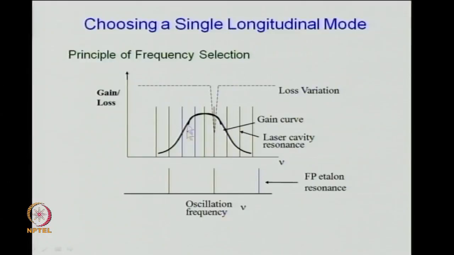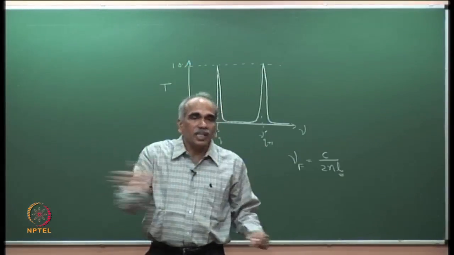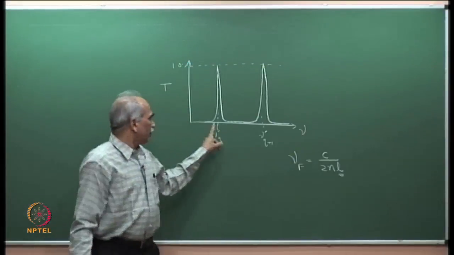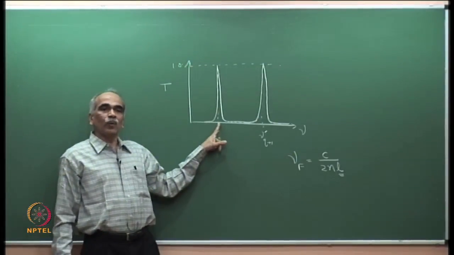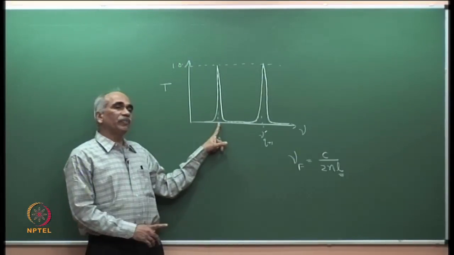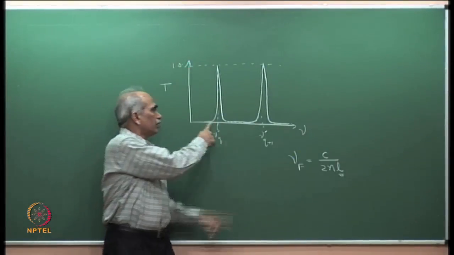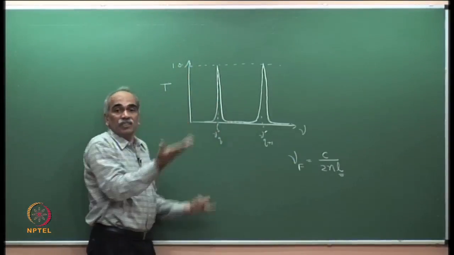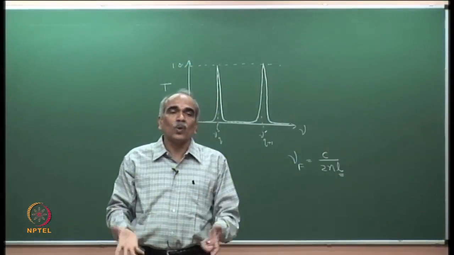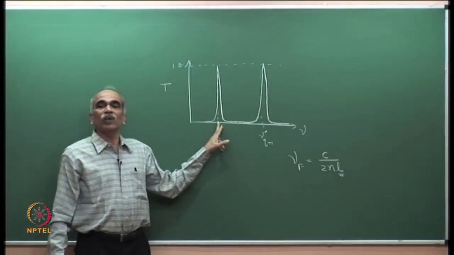So, these vertical lines correspond to the laser cavity, and these vertical lines correspond to the resonance frequencies of the echelon. Whenever the echelon resonance frequency coincides with the laser cavity resonance frequency, that particular frequency will pass freely inside the cavity. That is, if this happens to be coinciding with the allowed resonant frequency of the laser cavity, then this frequency transmission is 1, which means it does not see the echelon at all.